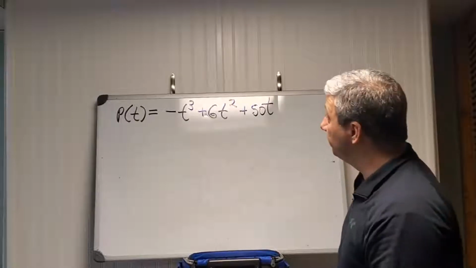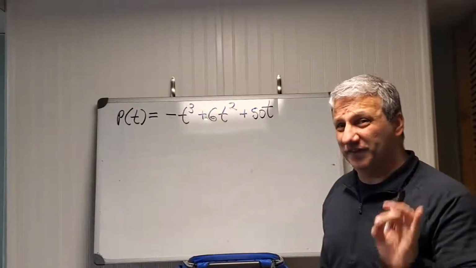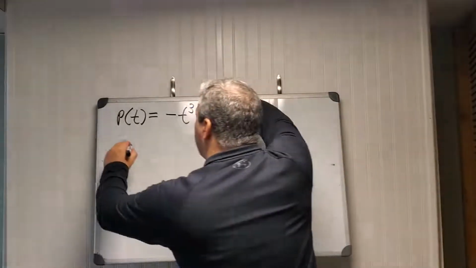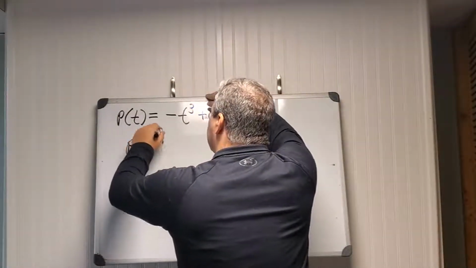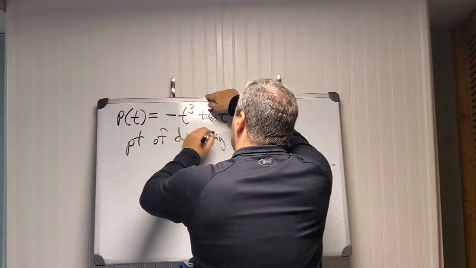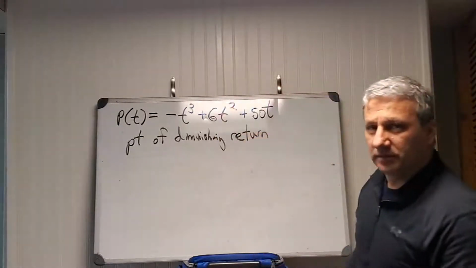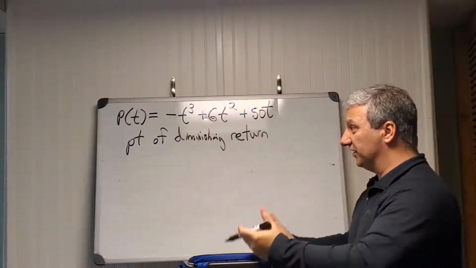Welcome back, everyone. So today we're going to look at the profit function and look for a very, very special point. It's called the point of diminishing return. So how does one find the point of diminishing return?